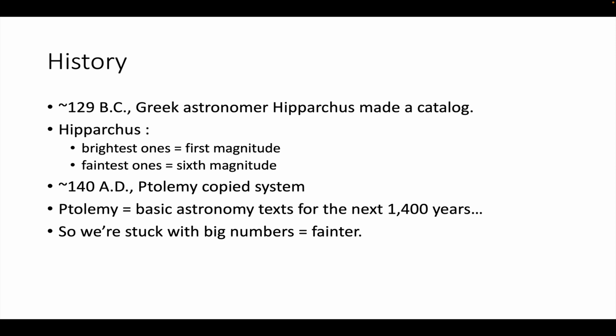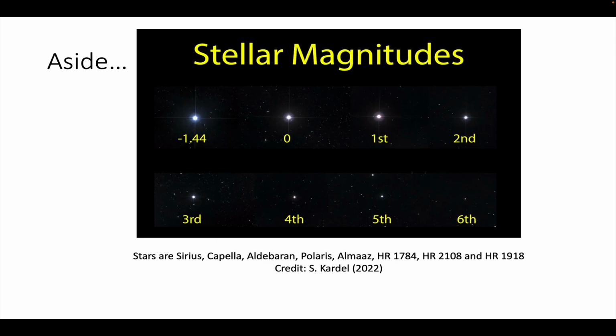So then some years later, 140 AD, Ptolemy copied this system. And then Ptolemy became the basic astronomy text for the next 1400 years. So we are irrevocably stuck now with big numbers meaning fainter things. So blame Hipparchus or Ptolemy for this system.